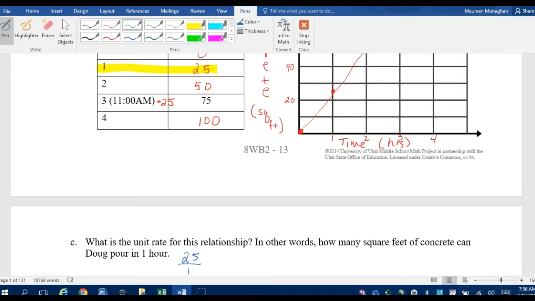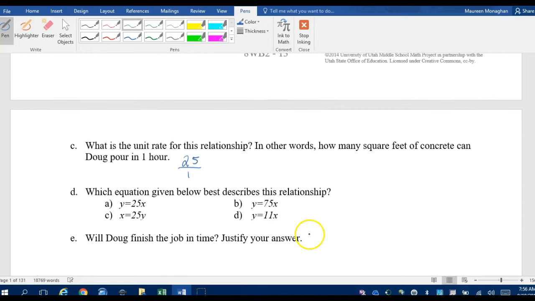Write an equation. Which equation below describes this relationship? Well, the proportional constant, the multiplier, is 25, and it's always set up where it's y equals the multiplier times x, so it would have to be this one.